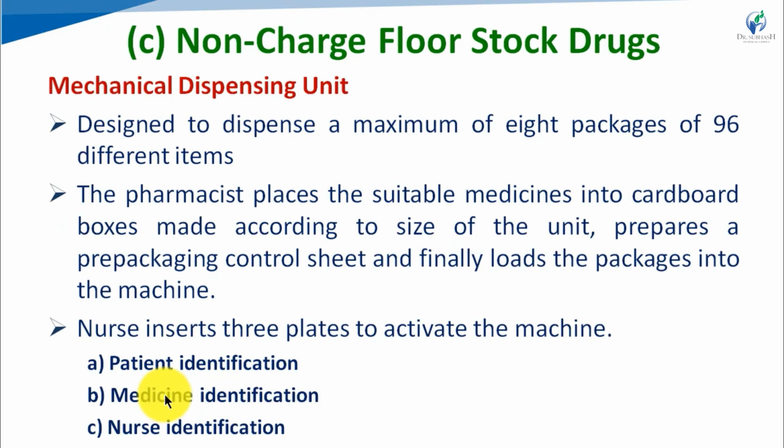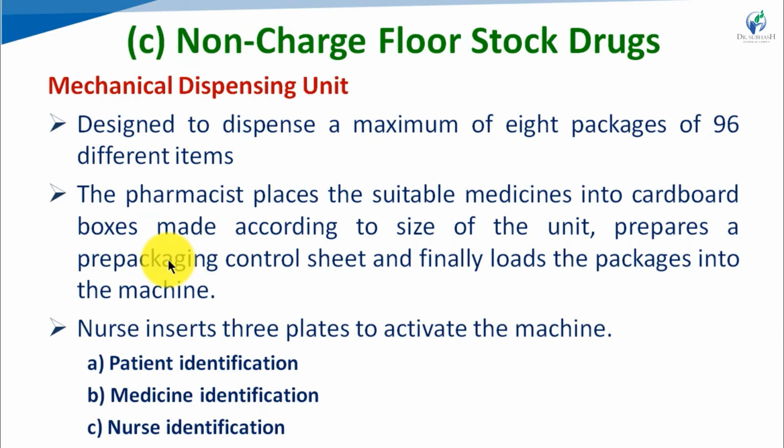Then the mechanical dispensing unit. This is designed to dispense a maximum of 8 packages of 96 different items. The pharmacist will place the suitable medicine into a cardboard box made according to the size of the unit. They will prepare a pre-packaging control sheet and finally load the package into the machine. The pharmacist will load such a product and the box directly into the machine. Whatever box they are loading in this instrument will be of the same size, so that it fits directly into the dispensing unit.